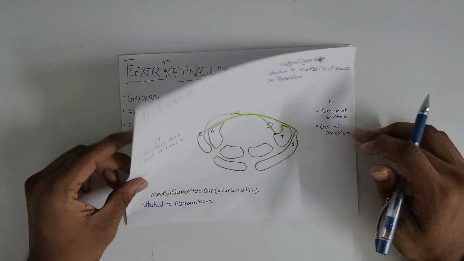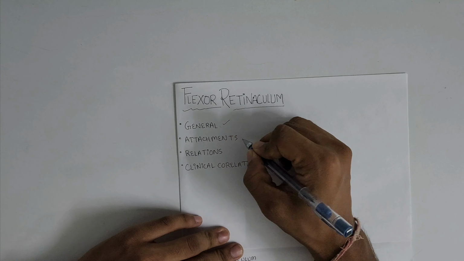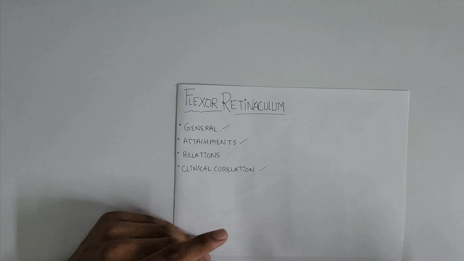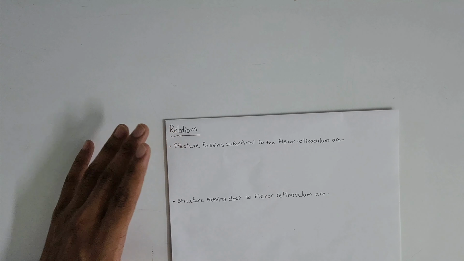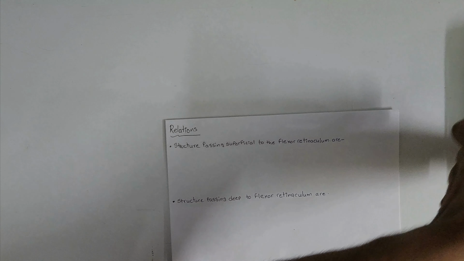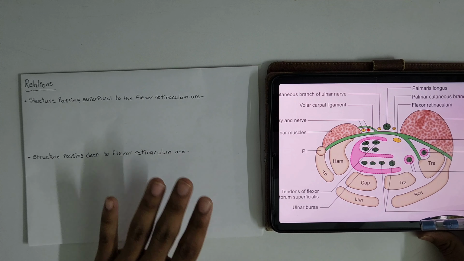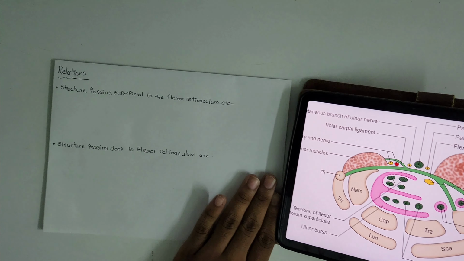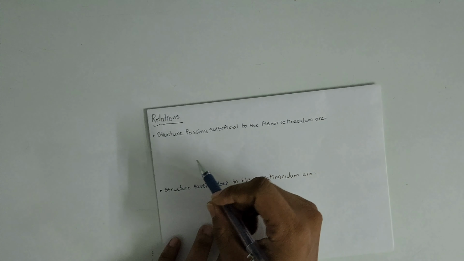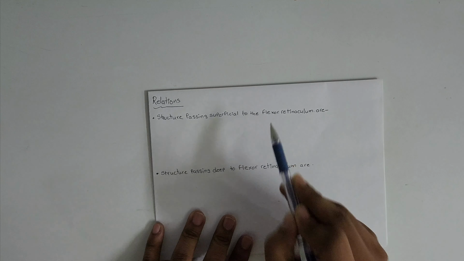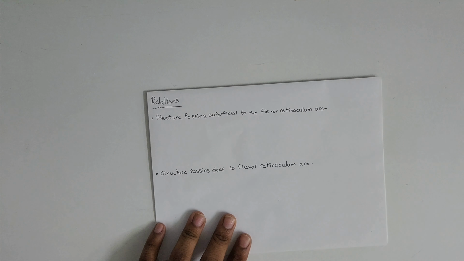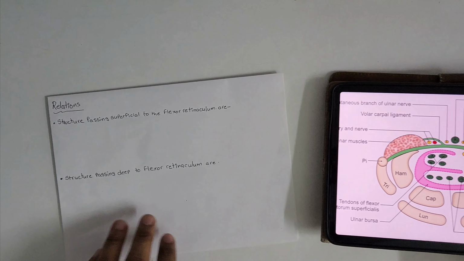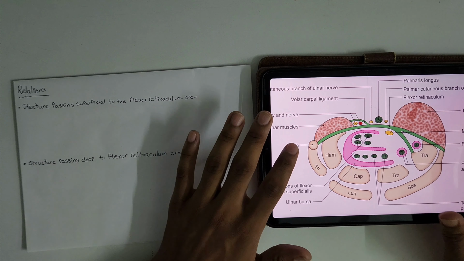So we are done with the general attachments, and now coming to the relations. We will do relations with the help of this diagram. Firstly, we will divide the relations into two parts: structures passing superficial to the flexor retinaculum and structures passing deep to the flexor retinaculum.